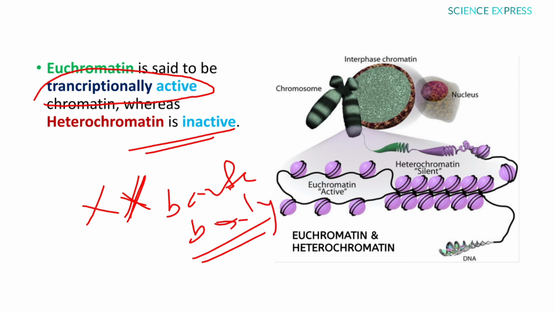In the picture we can see that the deeper density color is the heterochromatin, that one is silent, so no transcription occurs. In the case of euchromatin, they are loosely packed, so transcription occurs, and it is the active site for protein synthesis.